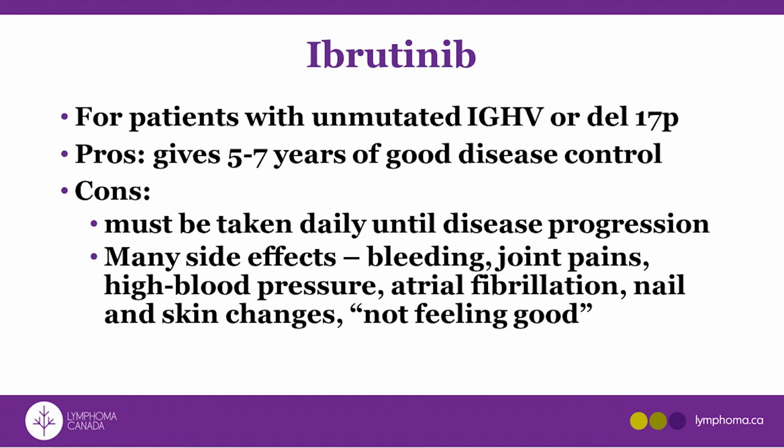Ibrutinib is this pill we've had since 2014. It's first-line treatment for patients with unmutated IGVH status or the deletion of 17p, loss of p53. It can give 5 to 7 years of excellent disease control. However, there's actually a number of cons associated with ibrutinib.